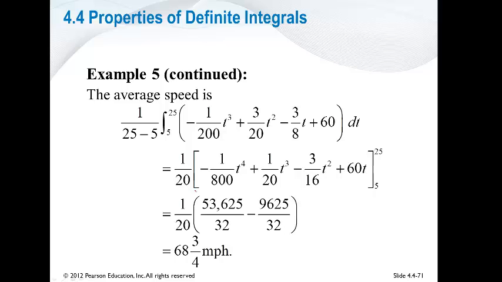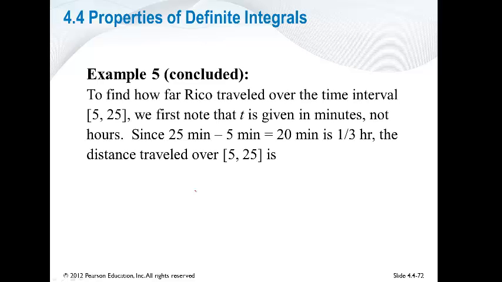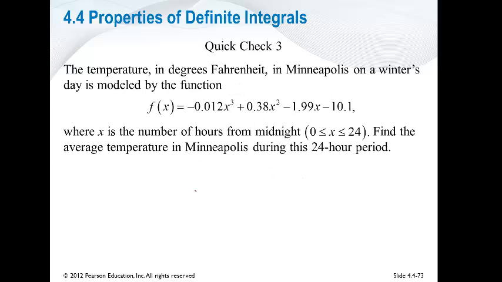And then we need to find how far Rico traveled over the time interval 5 to 25. We note that time is given in minutes, not in hours. Since 25 minutes minus 5 is 20 minutes, this is 1/3 of an hour. So the distance traveled is 1/3 times the average speed, which was 68 3/4, and this is 22 11/12 miles. That concludes the previous example, and go ahead and try to do this by yourself.